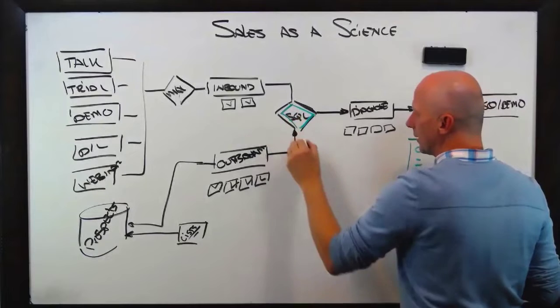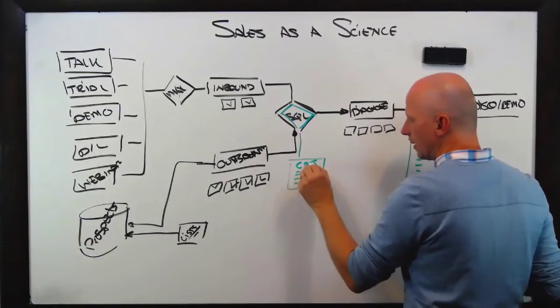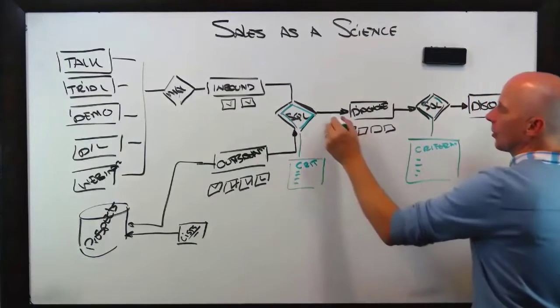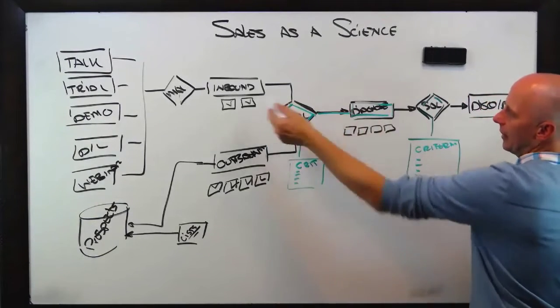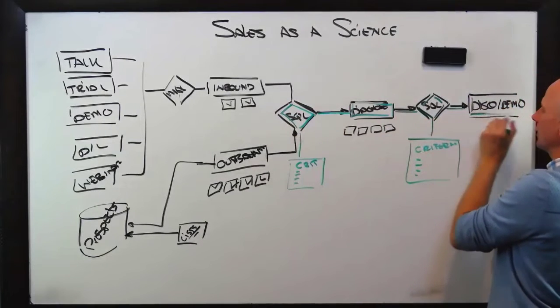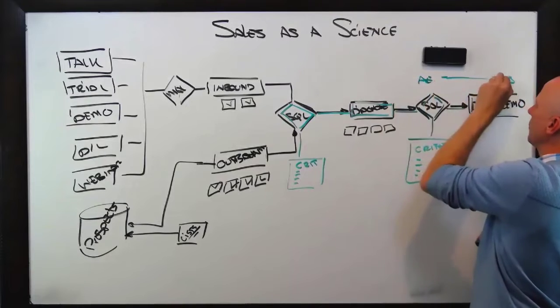And likewise down here, I also have a form of criteria, right? These are criteria. And so as this sales process occurs, I can say, okay, this part of the process is the SDR, and this part of the process is the AE. So I can now say, AE part of the process.